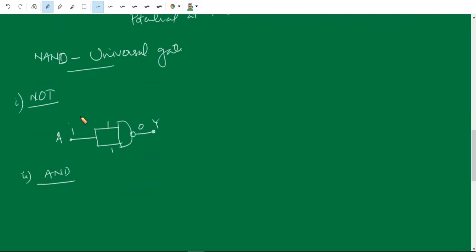We know the NAND gate is the complement of an AND gate. So we will put one more complement to that, or we will invert that NAND gate, then we'll get an AND gate. So how is it done? So this is a NAND gate, okay, and we put one more NAND gate.